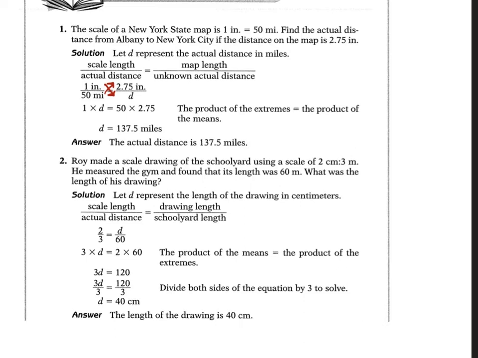So we have 2 centimeters over 3 meters is equal to something over 60 meters. From there, we can just cross multiply. 3d is equal to 120, divide each side by 3, and you get the distance is 40 centimeters.